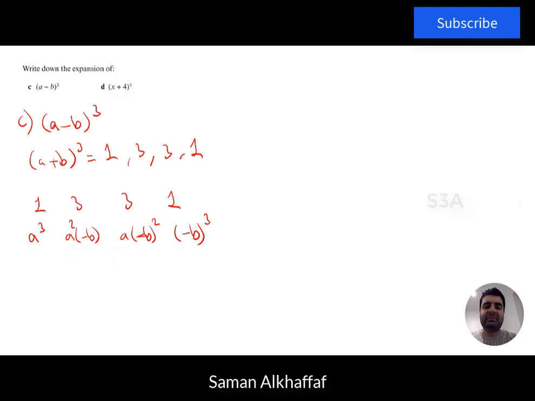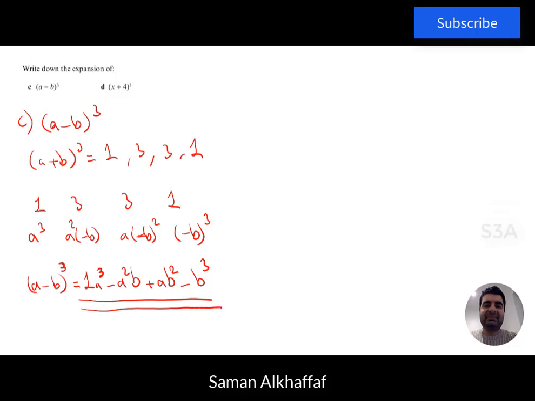So in this scenario we would have a minus b cubed equals 1a to the power 3, minus 3a squared b, plus 3ab squared, and also minus b cubed, and this will be our answer for this expression. And now we have 3 here, and we also have 3 here.